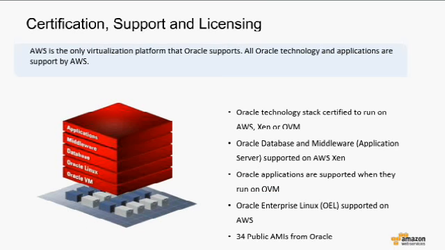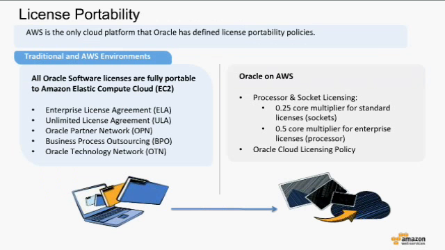The other thing we get often asked about is licensing. Any type of license you want. We realize that ELAs and ULAs are pretty popular from an Oracle perspective. You can move those over to AWS. Any licenses you have that are outside of ELA, ULA, including even OTN licenses, can be used.